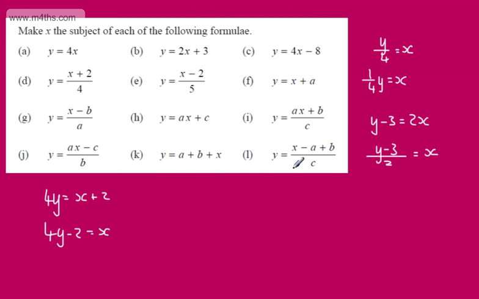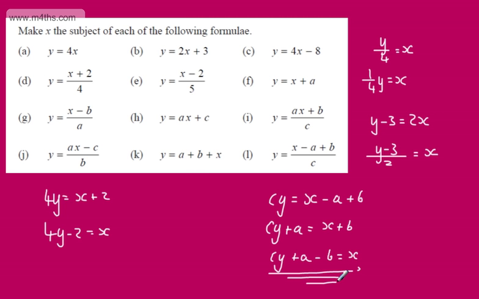Okay, let's go for this one right here. We want to make x the subject. So I need to multiply both sides by c. So cy, or yc, will be equal to x minus a plus b. I want x only on the right hand side. So I'm first going to add a. So cy plus a is equal to x plus b. Then I'm simply going to subtract the b from both sides. So cy plus a minus b is equal to x. And we've rearranged the formula to make x the subject.